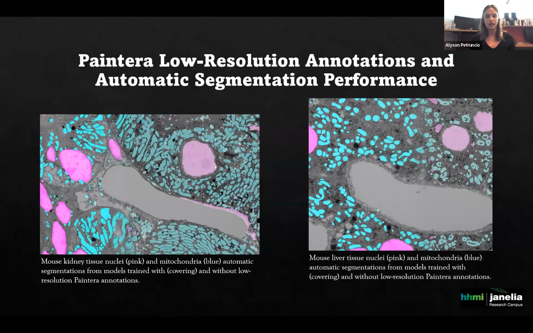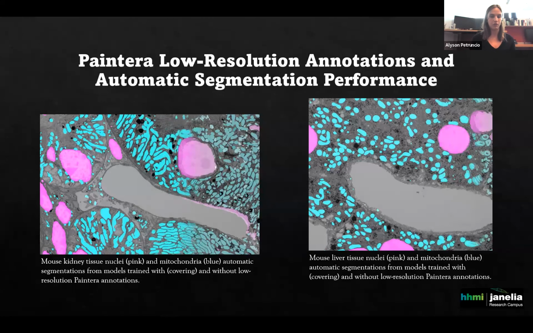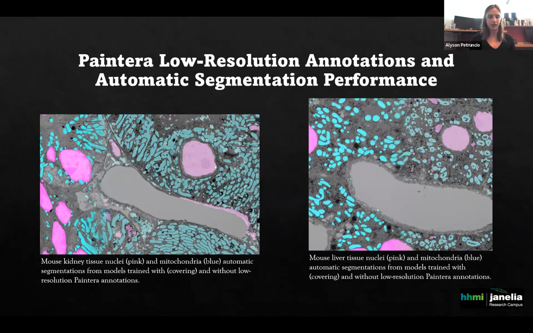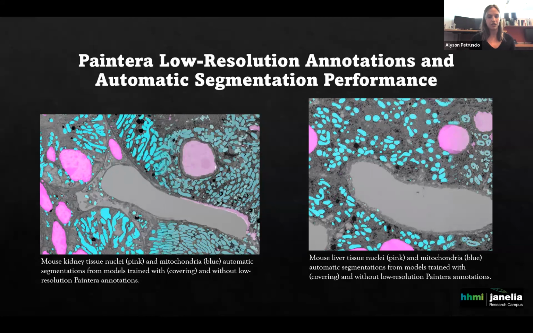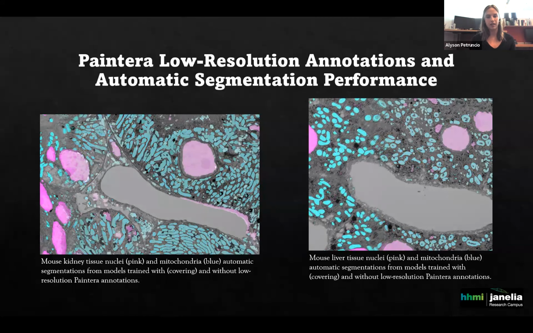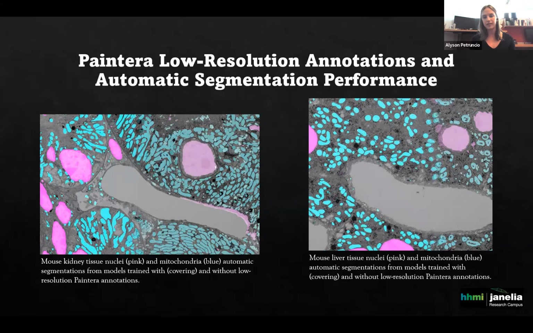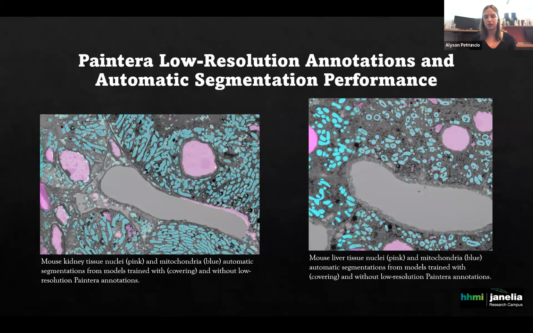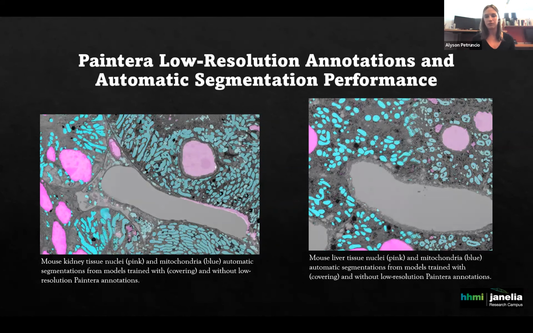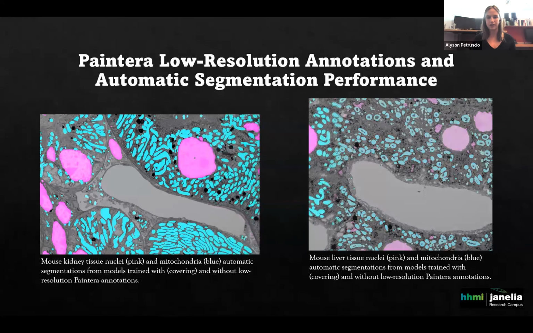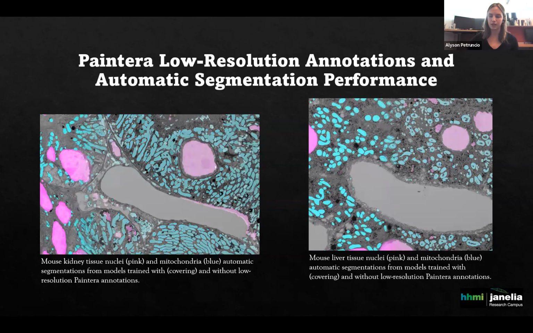And if we take the low resolution Paintera annotations and exclusively train with those, we actually get a much cleaner picture. We get fewer false positives, as you can see on the left, with the mitochondria, and much cleaner boundaries with the nuclei. Similar situation with the mouse liver tissue. We get more filled in mitochondria as well as nuclei. So once again, just having this tool to make more efficient, lower resolution annotations has already come into play in a big way for the CellMap pipeline.